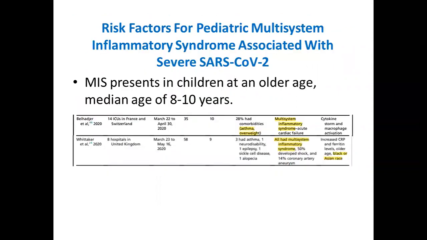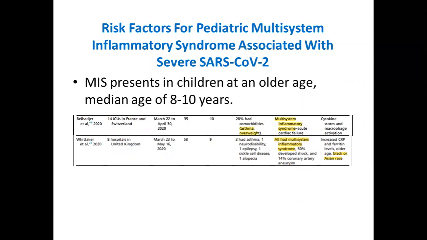So, risk factors for pediatric inflammatory syndrome associated with severe SARS-CoV-2. A syndrome of fever, multisystem inflammatory syndrome, has recently been described in children with COVID-19. Some of these children presented with shock and multi-organ failure, and others had characteristics of Kawasaki disease or a combination of Kawasaki-like disease and shock.